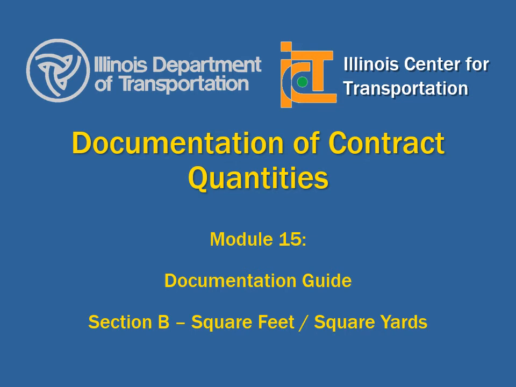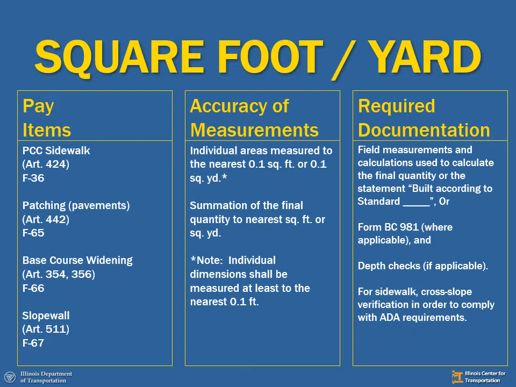Welcome to Module 15. We're in the documentation guide in Section B, and we will be discussing square feet and square yard pay items. Here we have the top of page B3 in the doc guide with our pay items of square foot and square yard. Some of the items we will go over are PCC sidewalk, pavement patching, base course widening, and slope wall construction.